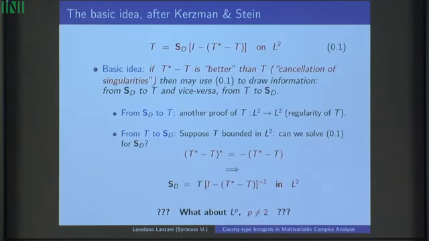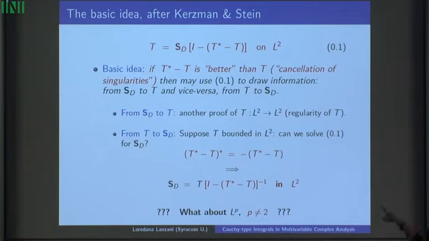So what was Kurtzman and Stein's basic idea that substantiated this general operator theoretic, very nice argument? The idea was that if in some way the difference of the non-orthogonal projection with its adjoint is somehow better than each of T or T star alone, that means if you have a cancellation of singularities, then you can use that equation above to draw information from one operator to the other.